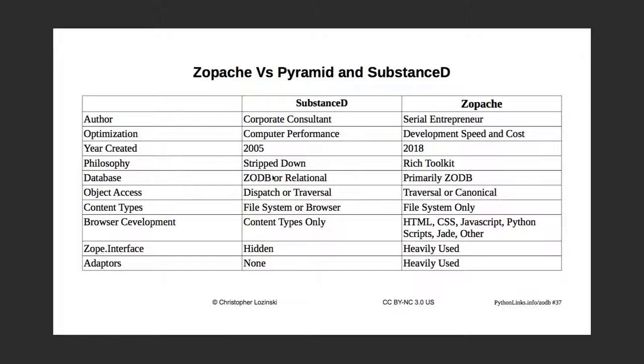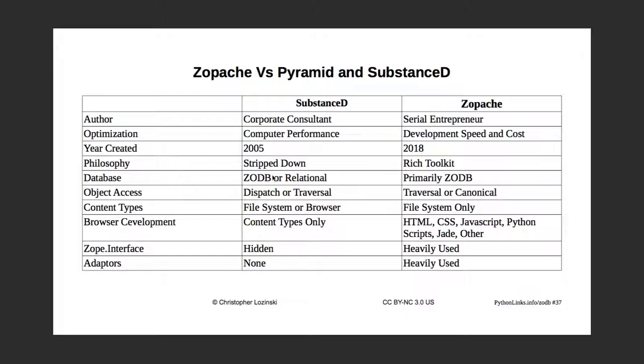So Pyramid has something called Substance D. And at first glance, it looks very similar to this. Maybe Pyramid has way more users, so why am I doing this? There's a whole bunch of differences between the Substance D approach and the Zopatchy approach.